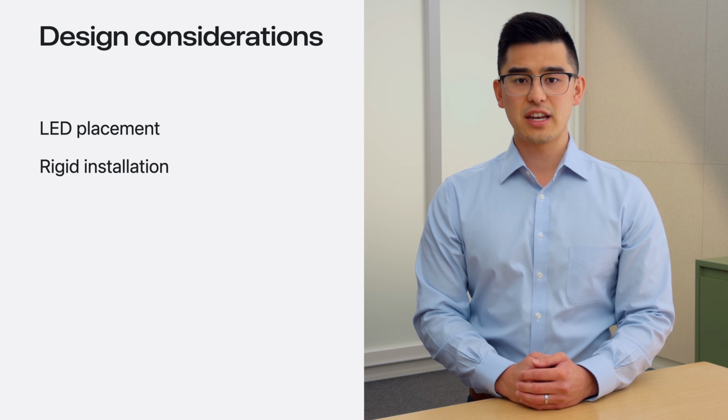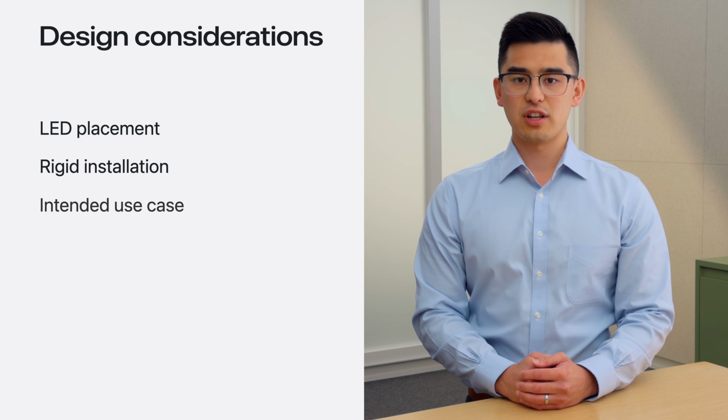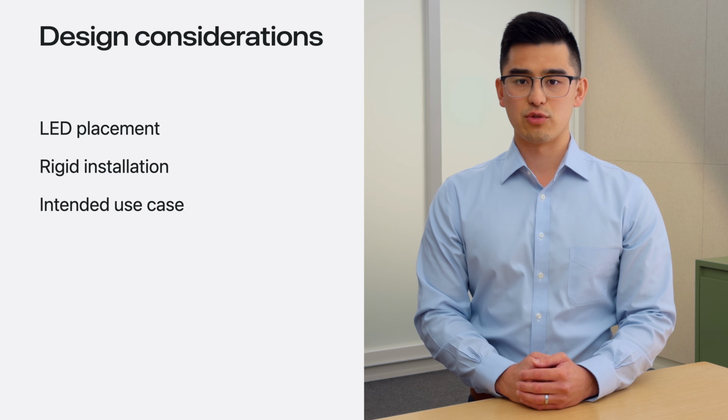Both the LEDs and IMU should be rigidly fixed to the board for accurate tracking. Last but not least, you should consider the primary way users will interact with your accessory. For example, a handheld accessory should position most of the LEDs in areas where users will not hold the device. You should consider the size and position of the battery to ensure the accessory is ergonomic.